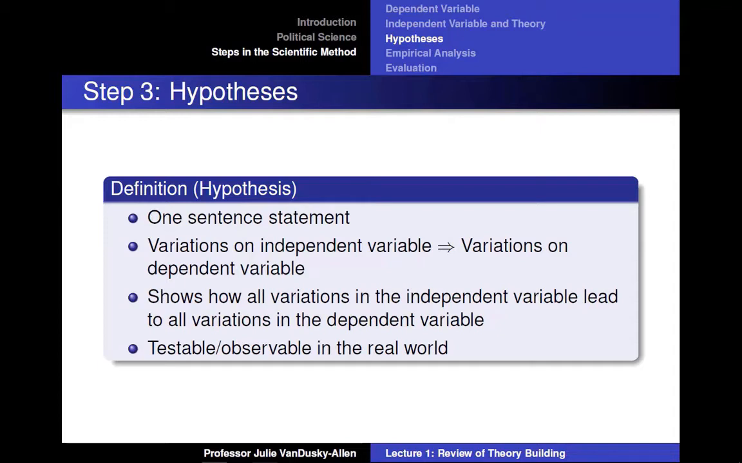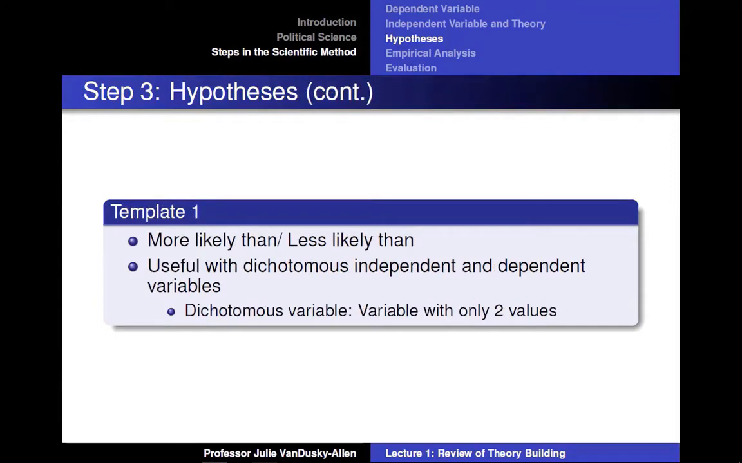In addition, the relationship described in the hypothesis has to be observable in the real world. We should be able to collect data and determine if the independent variable influences the dependent variable in the way we expect. There are several different ways to write hypotheses. In the next few slides, I will provide you with some templates on how to write hypotheses. This is the more likely than / less likely than template.